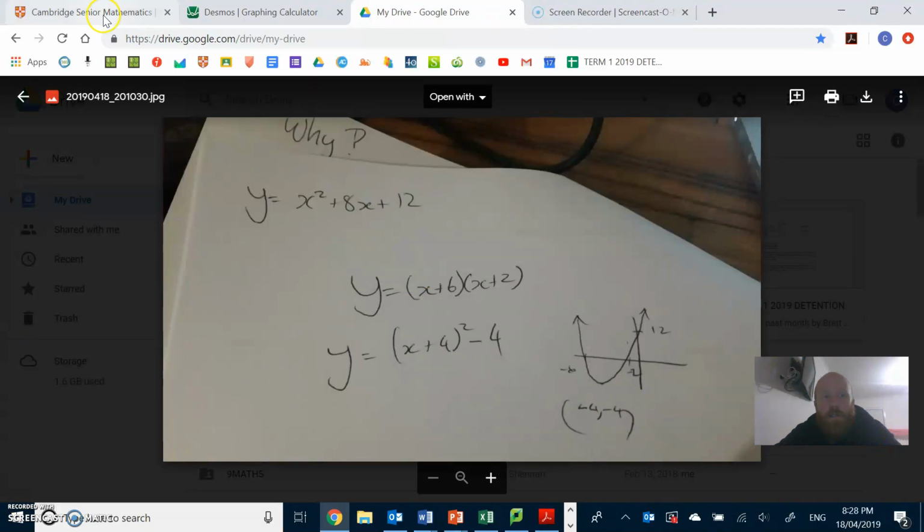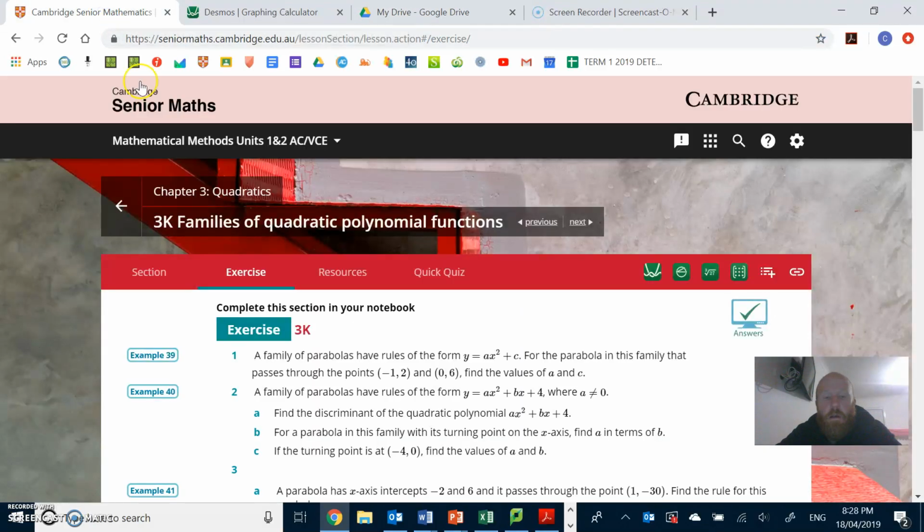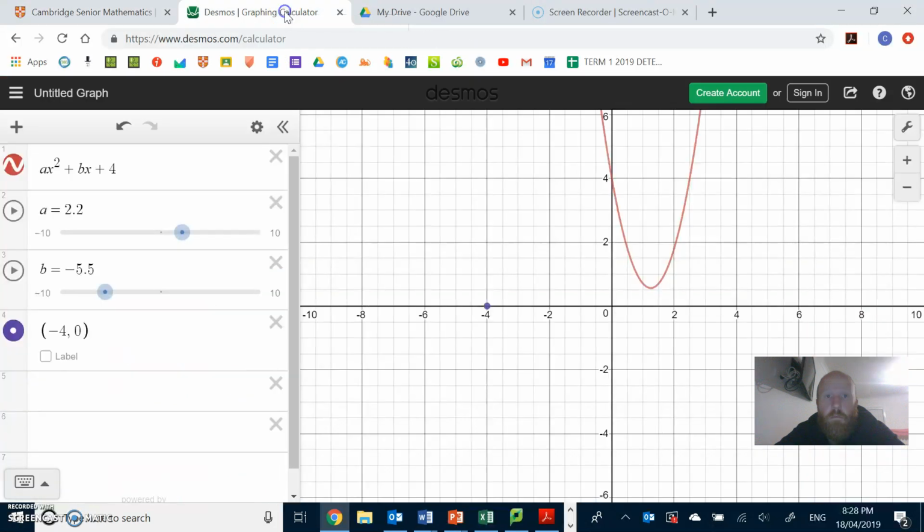The way the book presents this, it talks about families of graphs. And we'll have a look at question 2 to make the point. We've got a parabola. Here's a very general one. We don't know what A is. We don't know what B is, but it goes through 4 as a y-intercept. So as a family, what they have in common is that there's a y-intercept of 4. And I've set up a little graphing calculator to illustrate this.